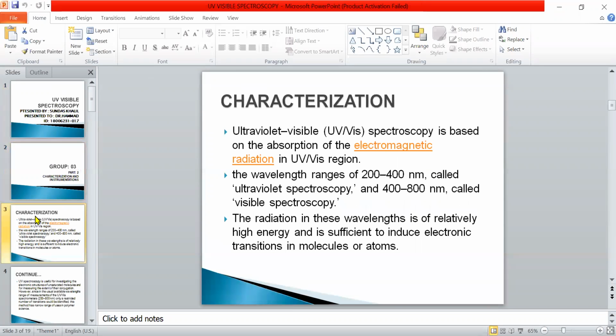First of all, the characterization of visible spectroscopy. Ultraviolet visible spectroscopy is based on the observation of electromagnetic radiations in the UV visible region. The wavelength range of ultraviolet spectroscopy is 200 to 400 nanometers, and 400 to 800 nanometers is called visible spectroscopy. Radiation in these wavelengths is relatively high energy and is sufficient to induce electronic transitions in molecules or atoms.